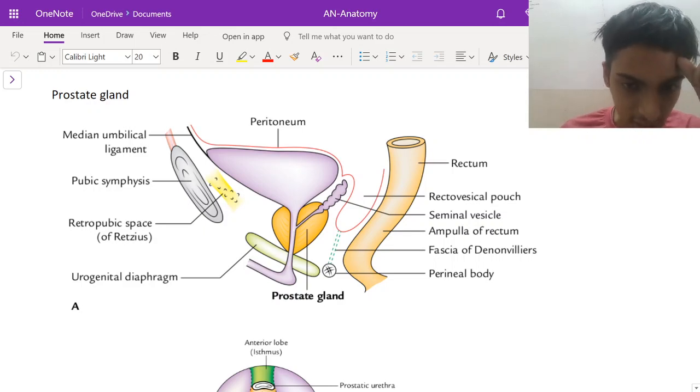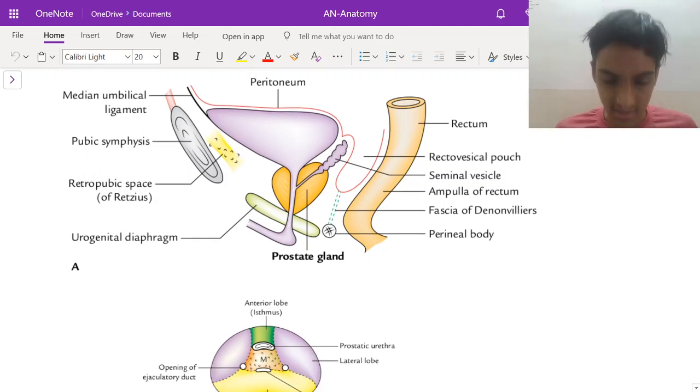So coming to the location of the prostate gland, we can see that it is located here. Just beside here we have the rectovesical pouch, which is between the rectum and the seminal vesicle. And here we have other structures like the retropubic space of Retzius or the cave of Retzius. This is the peritoneum lining the bladder and the urethra.